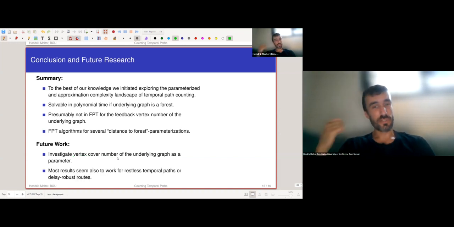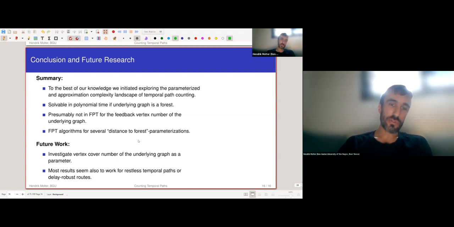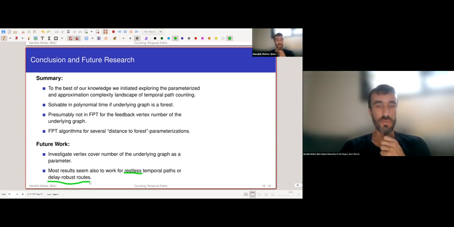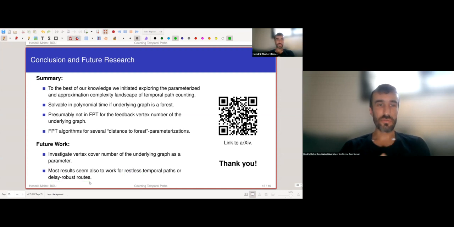And I just wanted to mention that most of our results also seem to work if you want to count so-called restless temporal paths that can only wait in a vertex for a certain amount of time, or if you want to count the delay robust routes that Malte talked about in the previous talk. Okay, here's a link to the arXiv manuscript, and thanks.